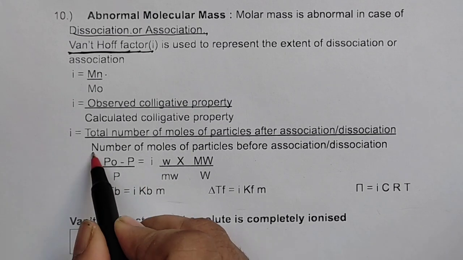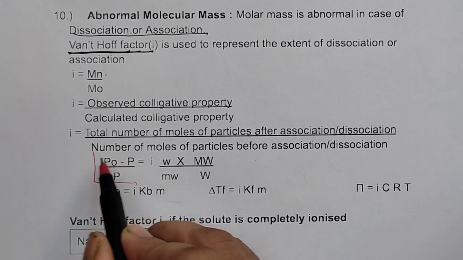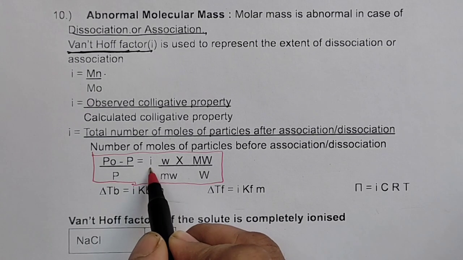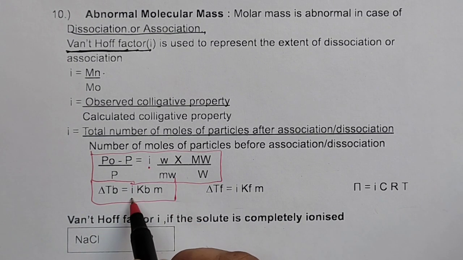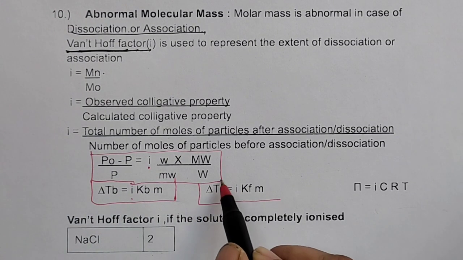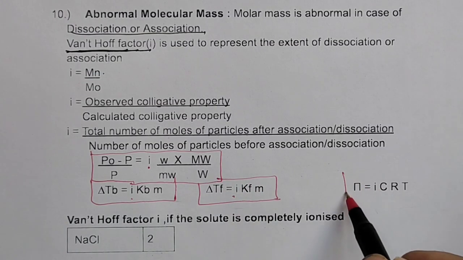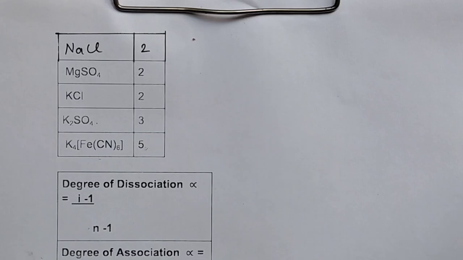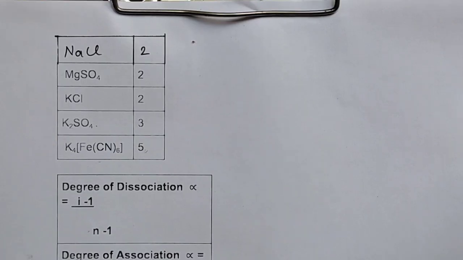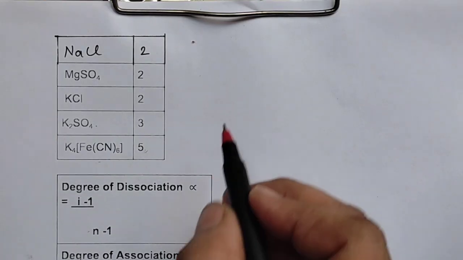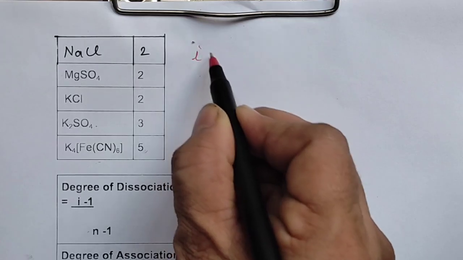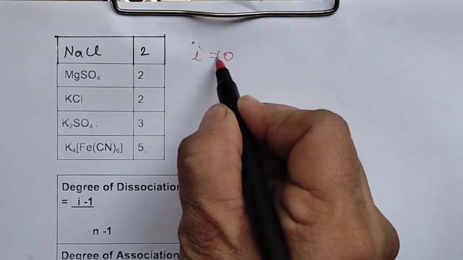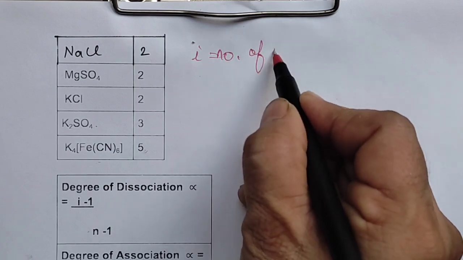This was the first formula, colligative property, relative lowering in the vapor pressure. The same formula includes i. Elevation in boiling point, I included i. Depression in freezing point, I included i. Osmotic pressure, I included i. Now, if the substance undergoes complete dissociation, i is equal to the number of particles formed.